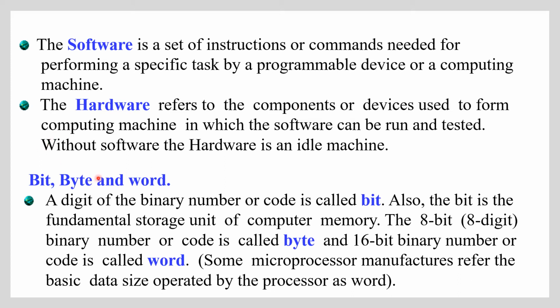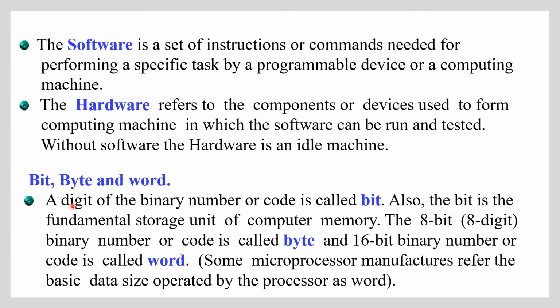Without software, the hardware is an idle machine. So we have seen how hardware and software differ from each other. What is the difference? Hardware is nothing but the physical part and software is nothing but the instructions, right? So that is nothing but hardware and software. The basics you already studied in 11th standard, but let us revise.